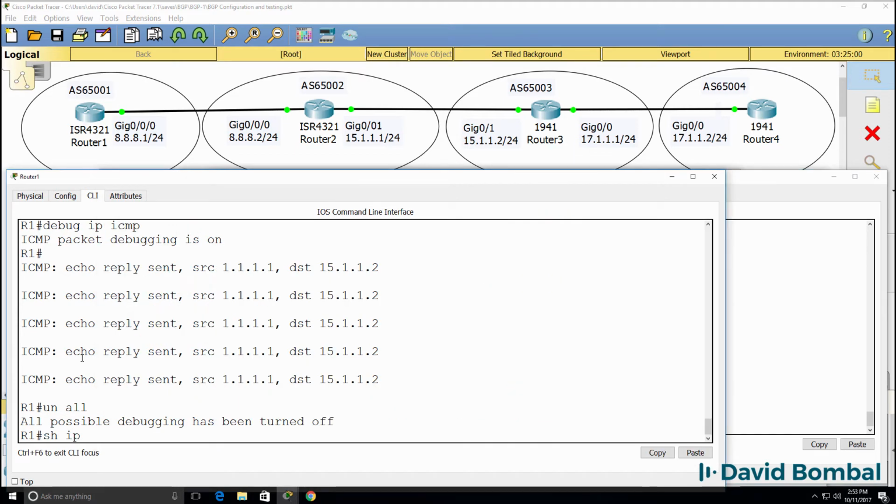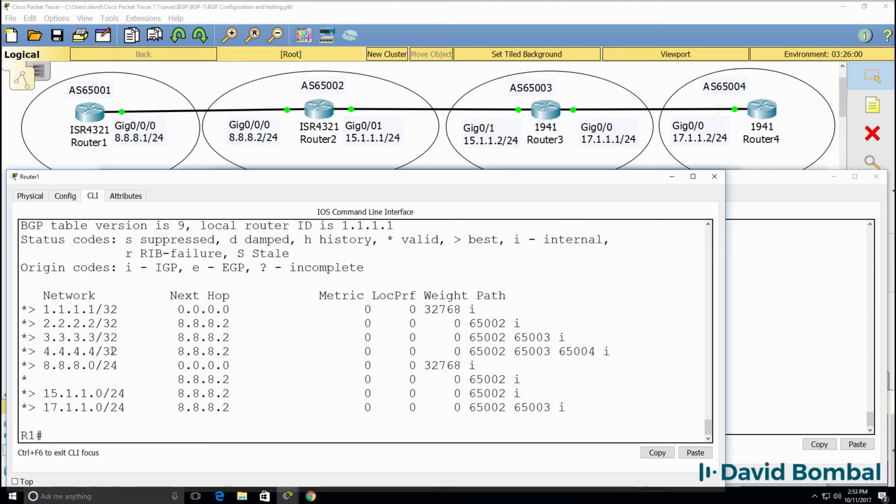In the same way, show IP BGP on router 1 shows us the loopback of router 4. The network originated in this autonomous system, went through this autonomous system, then this autonomous system, and was then received by the local autonomous system. The route was advertised by router 2.